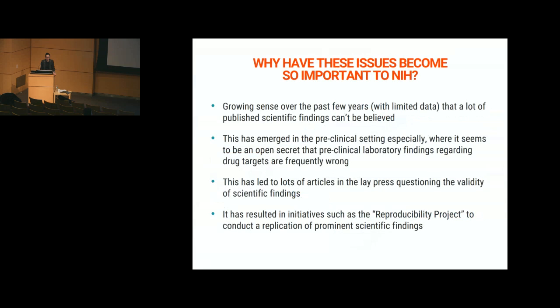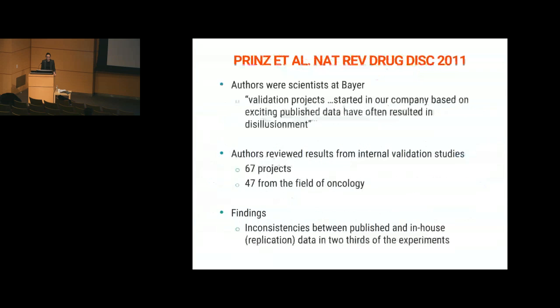Why have these issues become so important to NIH? Although there is very limited data, the data that is published gets a lot of attention that criticizes that scientific findings cannot be believed because there are flaws in the design or there are studies later on that refute the primary studies. This has emerged in the preclinical setting where it seems to be an open secret that preclinical laboratory findings regarding drug targets are frequently inaccurate. This has led to a lot of articles in the lay press questioning the validity of scientific findings. This has led to initiatives such as the Reproducibility Project, and we're going to show examples of how they conduct a replication of prominent scientific findings to see if they can reproduce them.